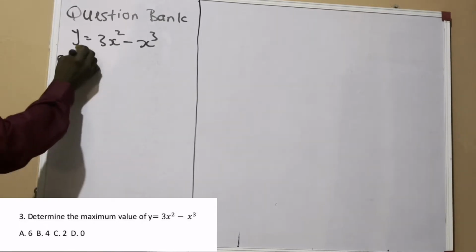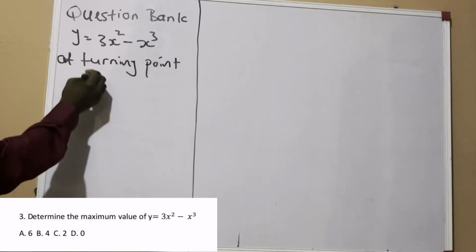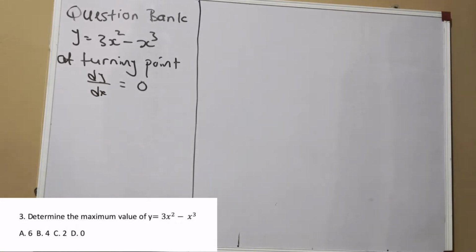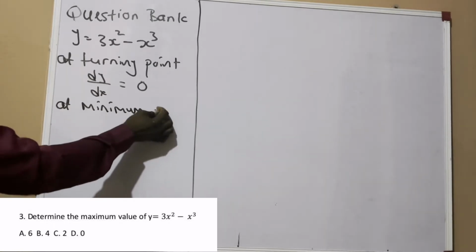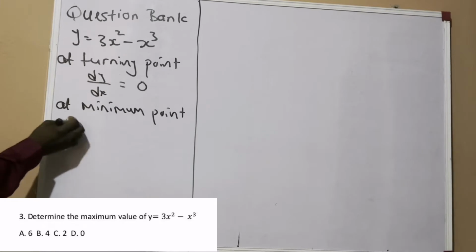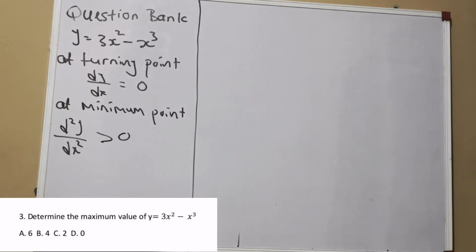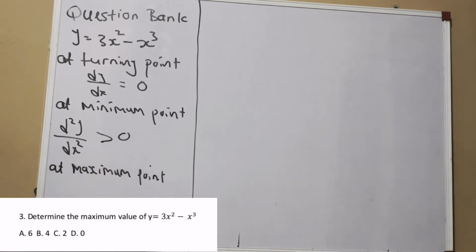At turning point, dy over dx is equal to 0. Okay. Now, at minimum point, the d2y over dx squared is greater than 0. Now, at maximum point, the d2y over dx squared is less than 0.